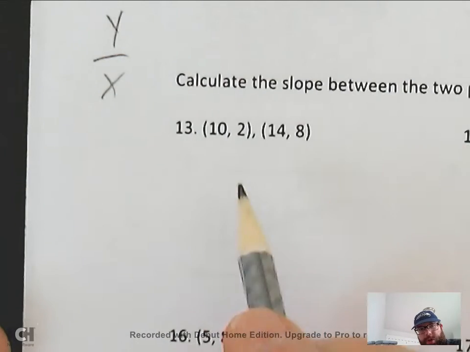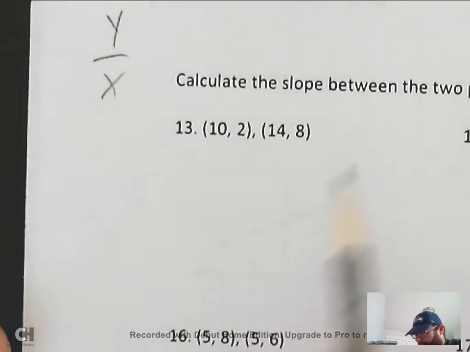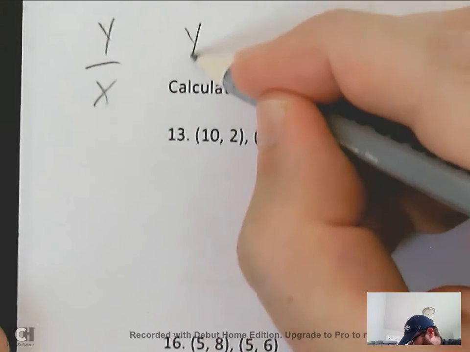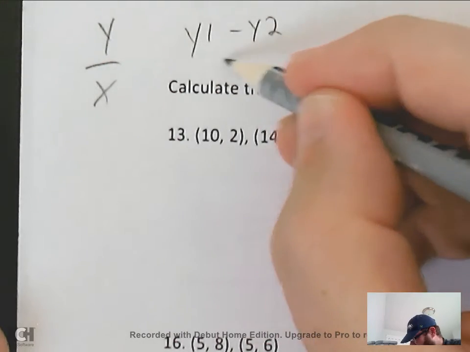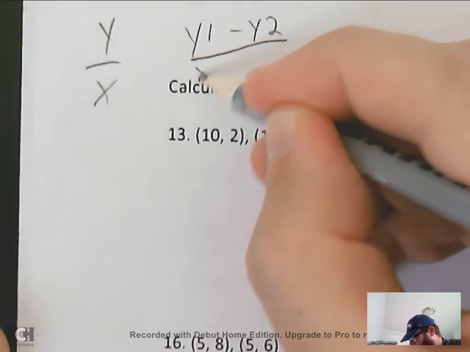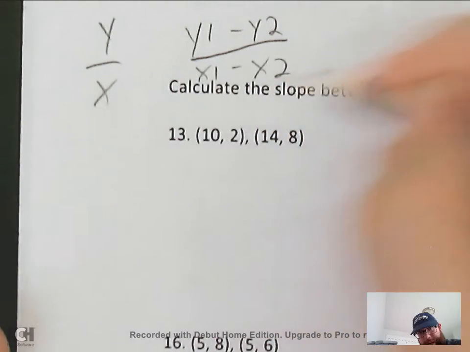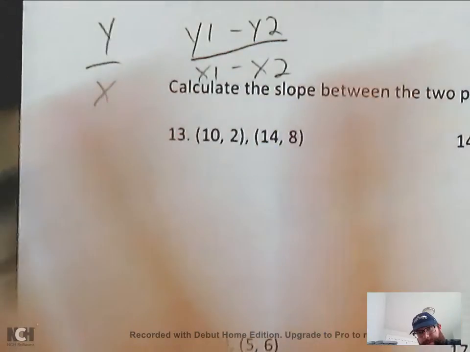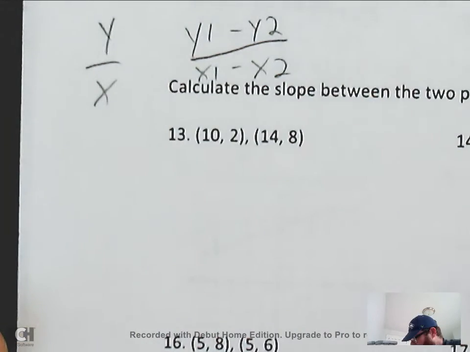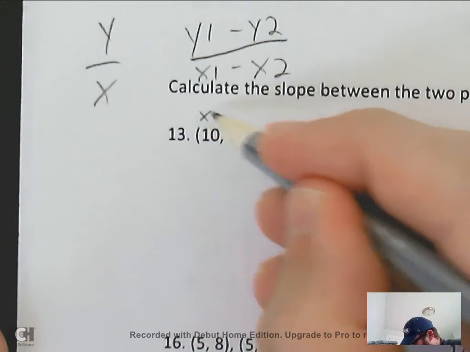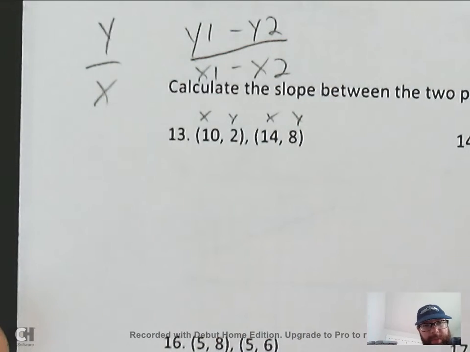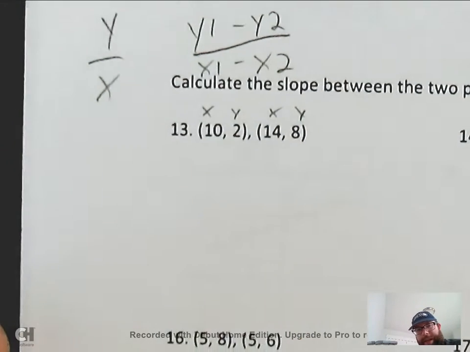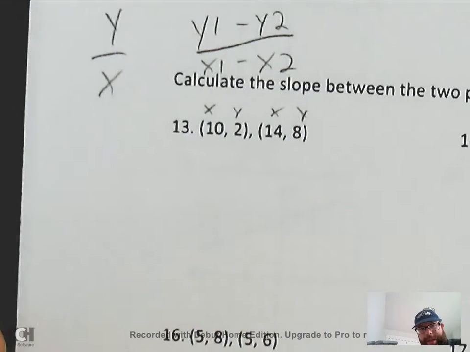So if I have 2 points, the formula is just y1 minus y2, so the change in the y's, over x1 minus x2, the change in the x, right? The difference between the two coordinates. So this would be like xy, right? This is xy. It doesn't really matter which one I call point 1, point 2, because it'll end up getting the same answer either way.